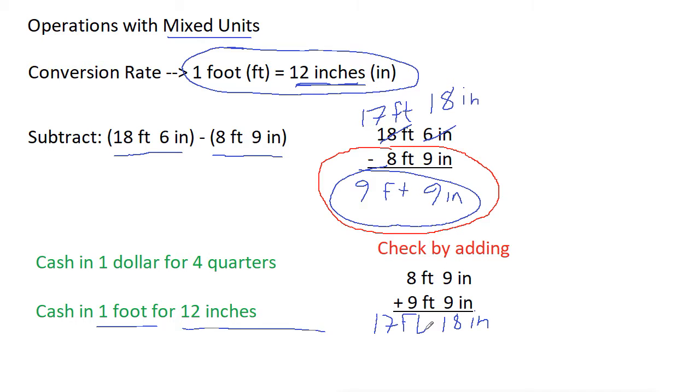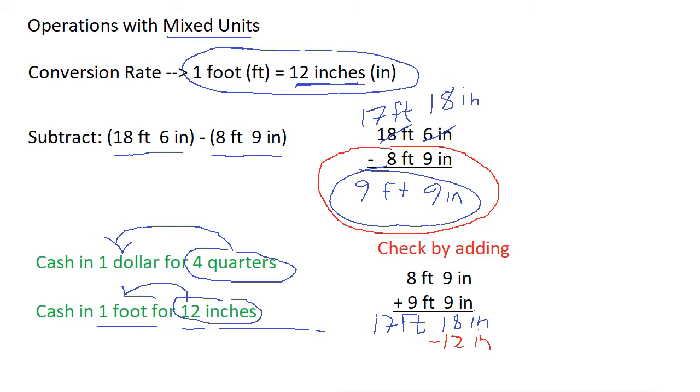And then when I'm doing addition, I can say, okay, I can go backwards here. I can cash in 4 quarters to get $1. I can cash in 12 inches to get a foot. So that's what I'm going to do here. I'm going to cash in 12 inches from my 18, but in exchange I'm going to get an extra foot.